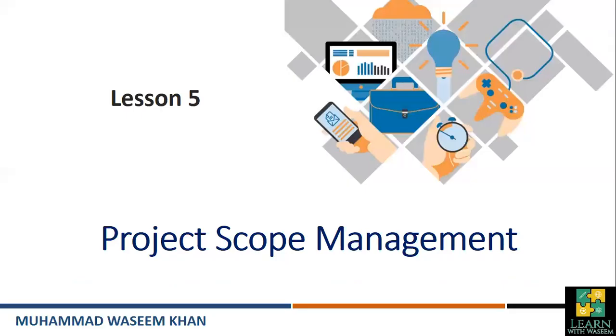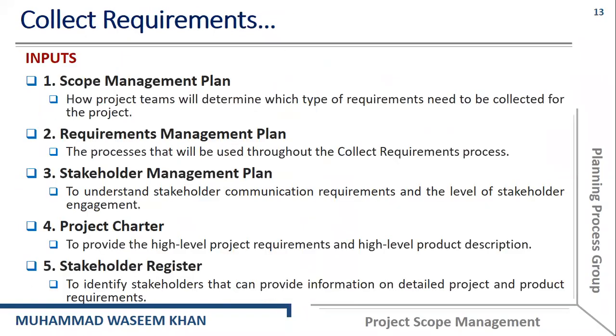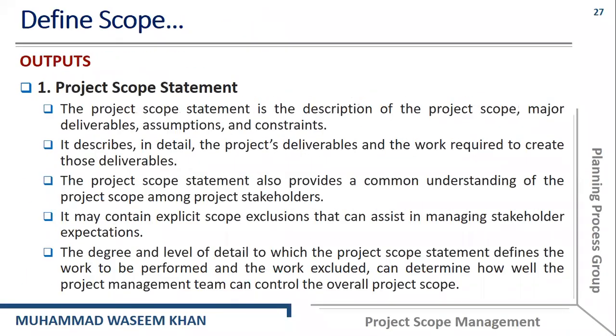As you know, in the previous two parts of this particular lesson, project scope management, we have discussed plan scope management, collect requirements, define the scope, and create the work breakdown structure. In today's lecture, the third and last part of this lecture, we will discuss validate the scope and controlling the scope. So let's talk first about validating the scope.